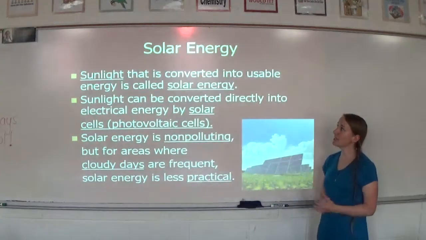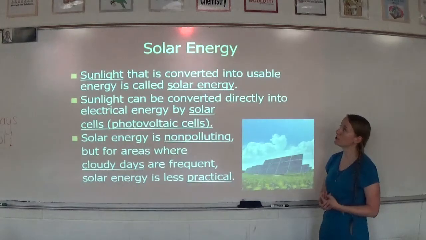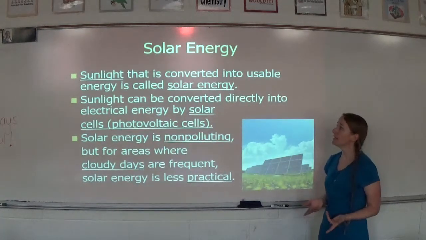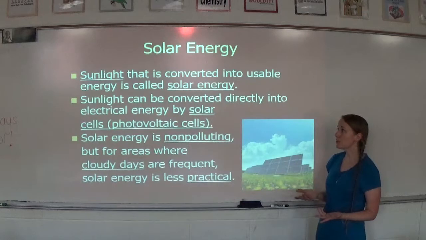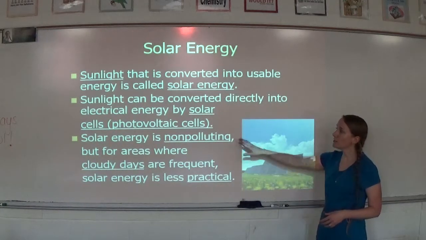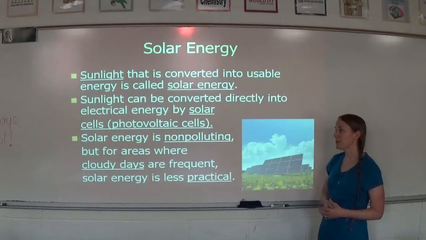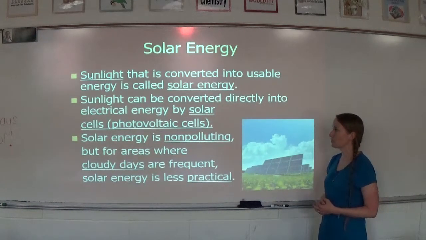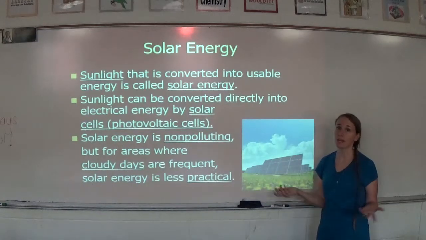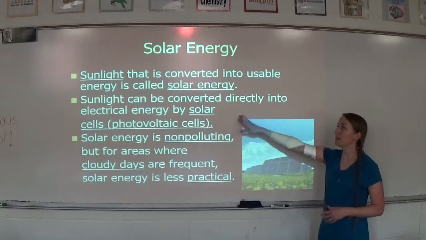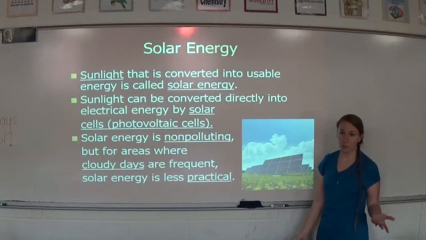Solar energy. Sunlight that is converted into usable energy is called solar energy. Sunlight can be converted directly into electrical energy by solar cells or photovoltaic cells. Solar energy is non-polluting, but for areas where cloudy days are frequent, solar energy is less practical. So again, solar energy is great. We have a sun, and we can get electricity using photovoltaic cells.